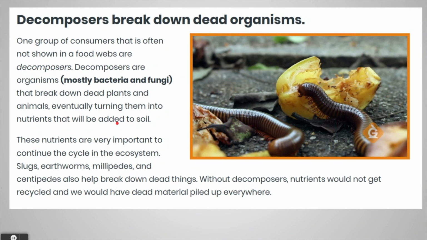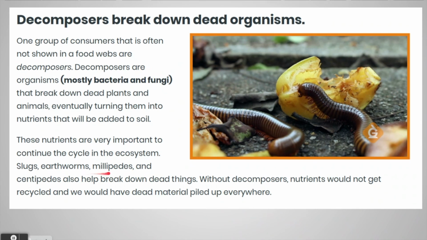Remember at the beginning of the year when we were talking about soil and how soil is made up of different things, like different sized rocks. It also has nutrients from animals and plants that have decayed. Decomposers, like bacteria, help these dead animals break down into tiny pieces so that their nutrients are able to get back into the soil. These nutrients are very important to continue the cycle in the ecosystem.